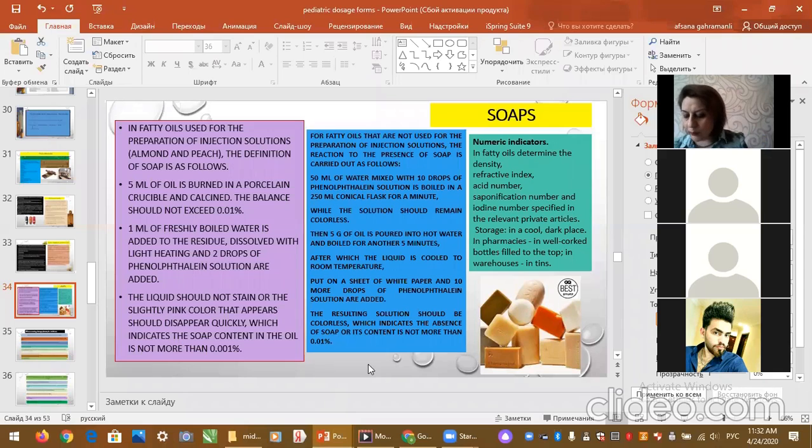Who can say what 0.001 means? This is gram, decigram, centigram, milligram. Who can say? Milligram, when there are 3 zeros, yes.